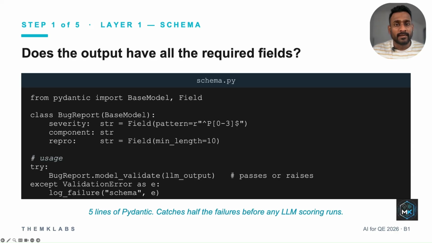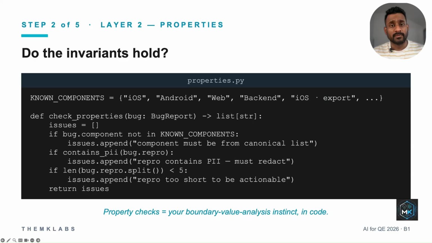Step 1, layer 1. The schema check. This is your linter. Does the output have all the required fields, and are the types correct? Look at the code. 5 lines of Pydantic. Severity must be one of P0 to P3, a literal type. Component must be a string. Repro must be at least 10 characters. That's it, 5 lines. And this catches half the failures before any LLM scoring runs. Half. And Pydantic's free. The judge LLM costs money. Always start here.